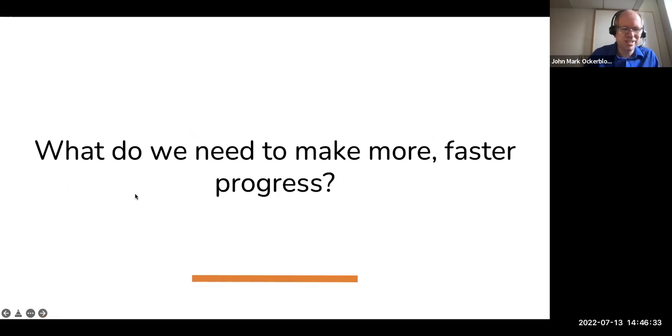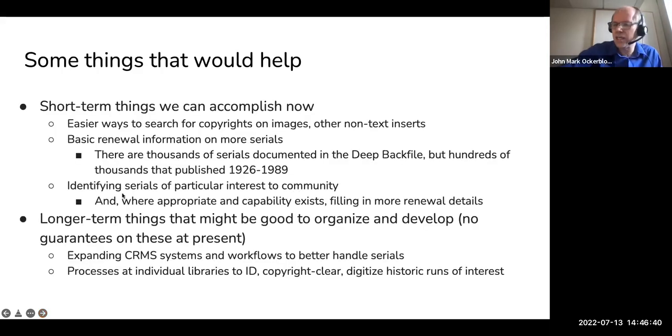Thank you so much. As Christina was saying, there's progress already underway from this pilot, and there's more work that can be done as well. Longer term, we can potentially be expanding the workflows and what HathiTrust is doing to handle more serials and better. We can also have individual libraries, including libraries of folks on the call, establishing their own processes to copyright clear and digitize historic runs of interest based on the materials we've shown here.